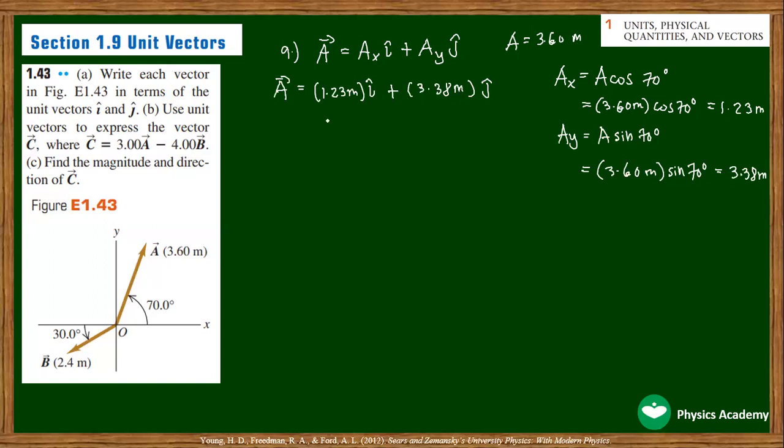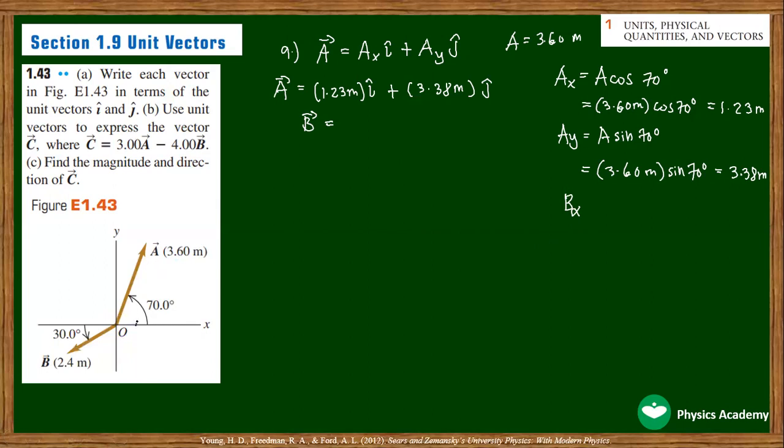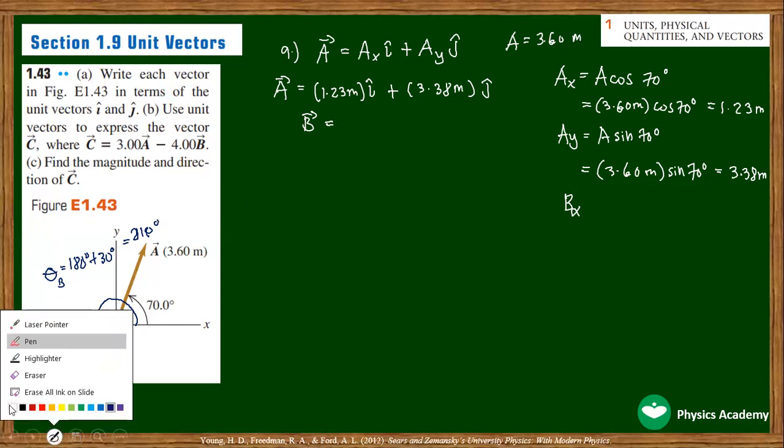For vector B, you can find your Bx. You first need to find the angle, from the positive x-axis to vector B, which is your theta B. Your theta B is 180 degrees plus 30 degrees, which is 210 degrees.